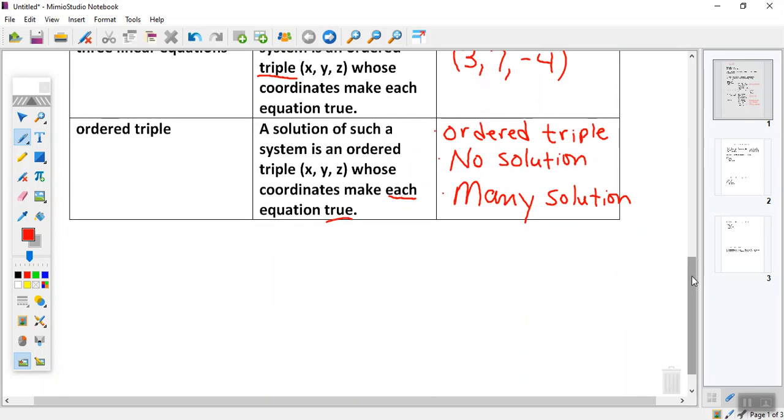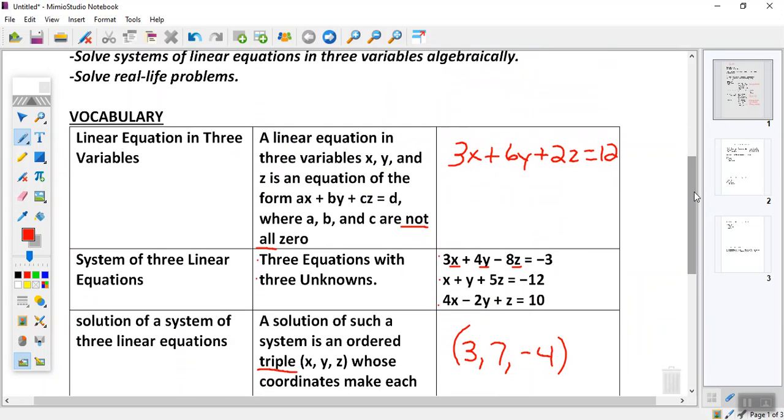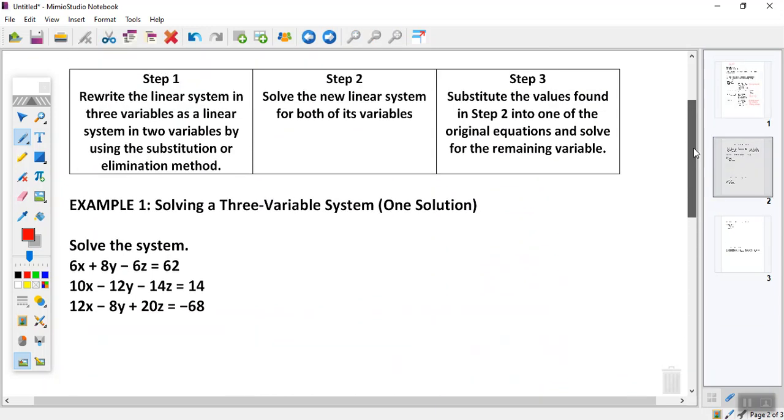All right. Hey, anybody need more time with the vocab part up here? Instead of two systems or two equations with two unknowns, we're going to talk about a system of equations with three equations and three unknowns. So let's take a look at this, kids. Oh, this is good stuff.